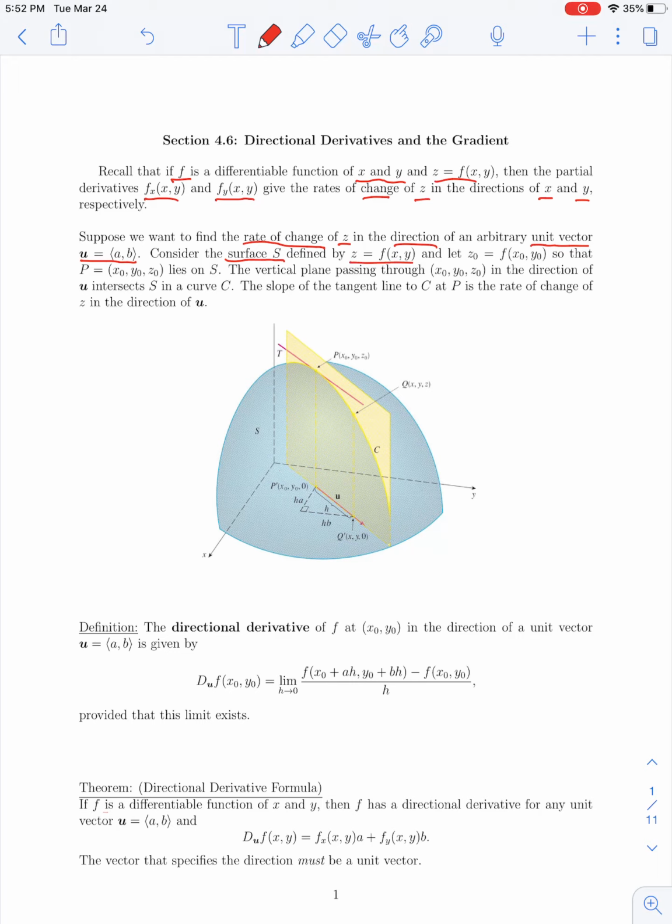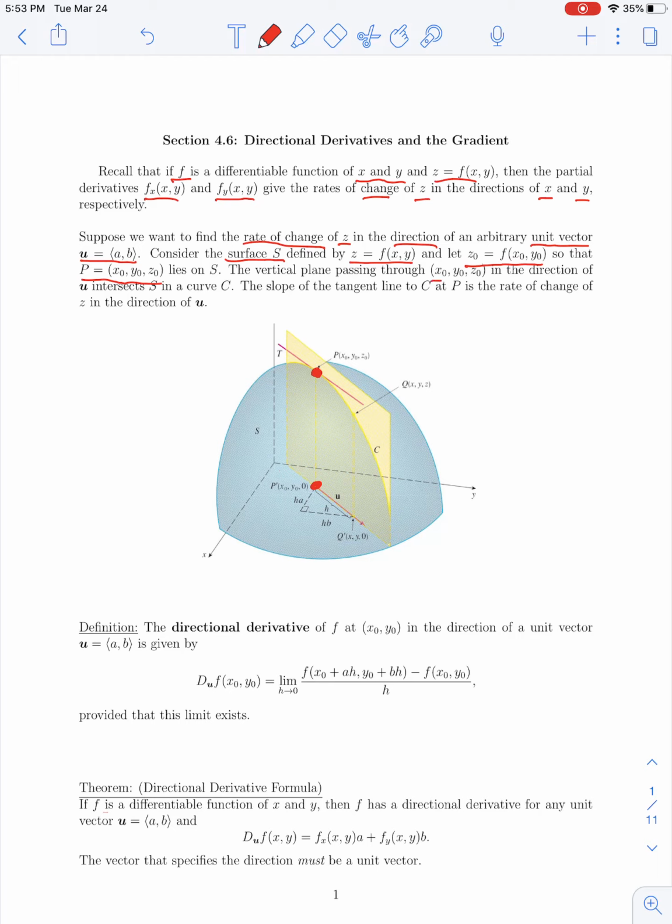So let's start by considering a surface S, which would be defined as the graph of some function of two variables x and y. So in my figure below here, I've got my surface shown in blue, and I'm going to choose a point P given by x naught, y naught, z naught, which lies on that surface. So the z coordinate of that point, z naught, is the value of the function f at some point x naught, y naught in the xy plane.